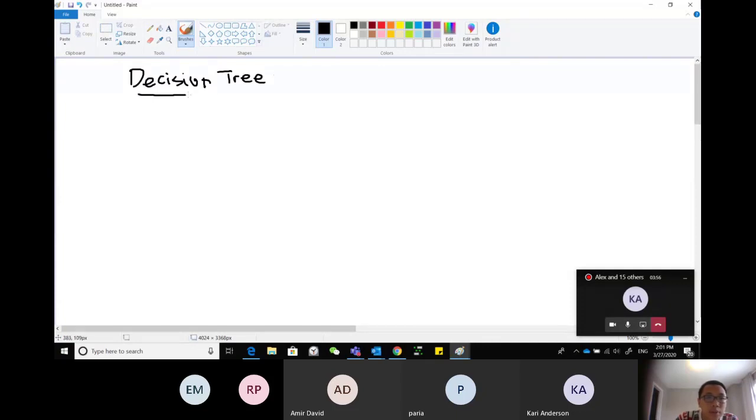Okay. Decision tree is a decision support tool for making decisions considering the probabilities of different cases. So in order to construct the decision tree, if you have watched the YouTube video, it needs two simple concepts. One is probability, and the other one is expected value.